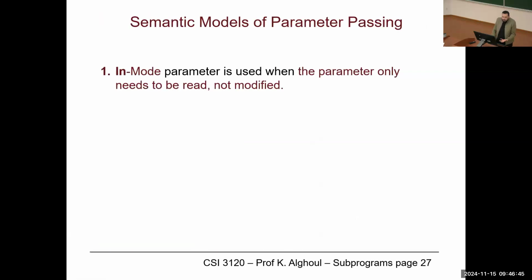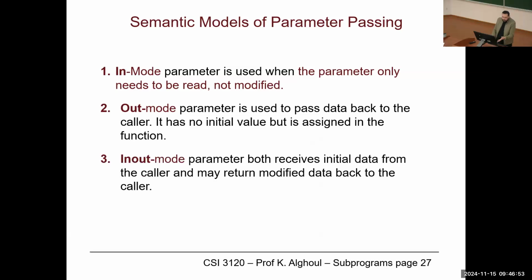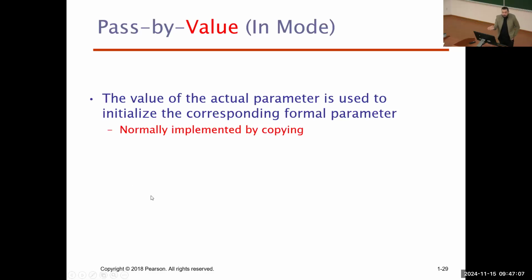Now, how are these done? We said the in mode parameter is used when the parameter only needs to be read, not modified. Out mode is usually when we want to modify, and the value is returned. So why are these important? Usually the discussion with the designer is about: only value, only address, address and value, read only, write only, read-write. Pass by value: as we said, the in mode will be pass by value.